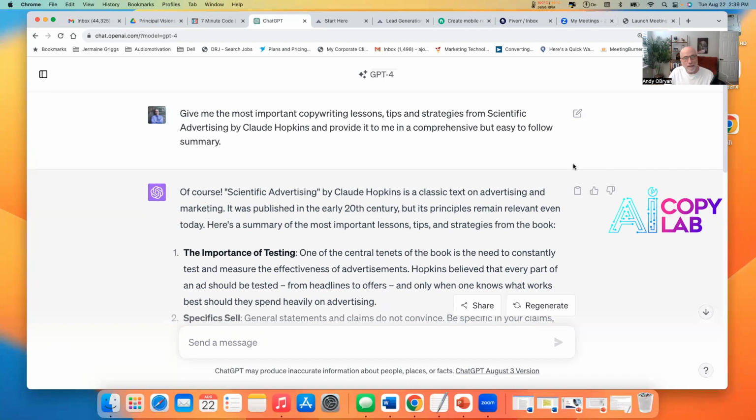Now, let me give you a disclaimer here. I highly recommend you actually buy this book, Scientific Advertising, have it in your library, and refer to it often, as I would suggest that you buy a lot of other books on copywriting. But if you're in a pinch and you need some tips right away, this is the way to go.